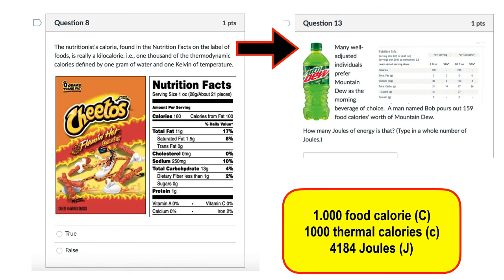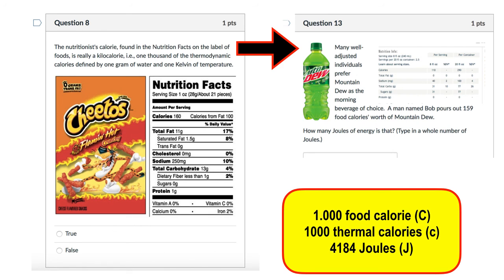Elizabeth. One thermal calorie is 4.184. One food calorie is what we've got in the yellow box. 1,000 food calories is either 1,000 thermal calories or 4,184 joules. Right? Yes? It's already multiplied in there. 1,000 thermal calories times 4.184.